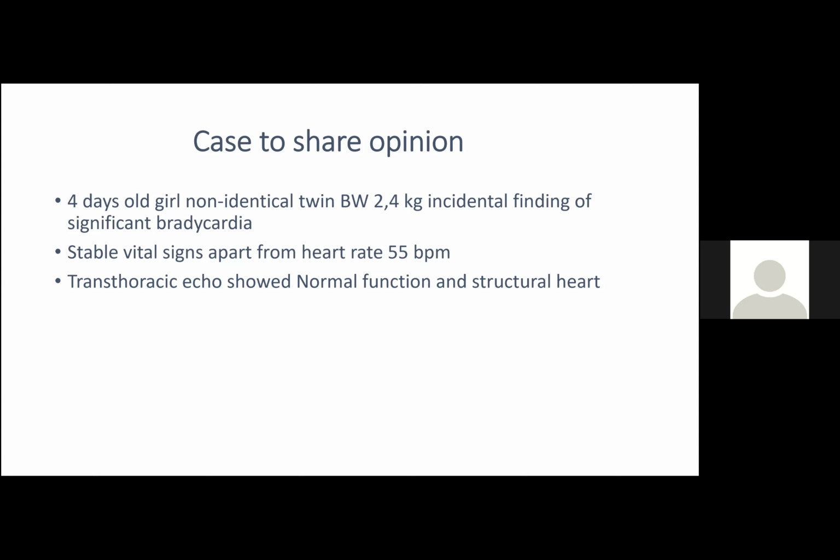I will share some cases that some of the audience may know. I will start with a 4-day-old girl with a non-identical twin. Birth weight is 2.4 kilograms. Incidental finding of significant bradycardia. Stable vital signs apart from a heart rate of 55 beats per minute. Transthoracic echo showed normal function and structurally normal heart.